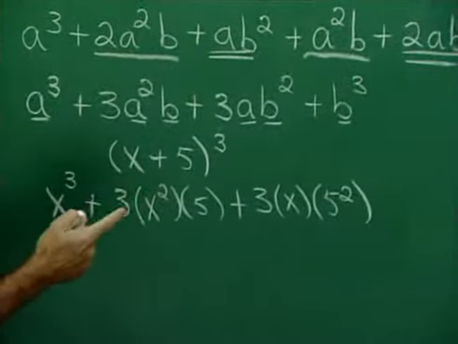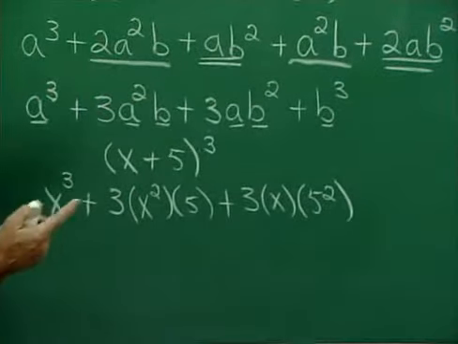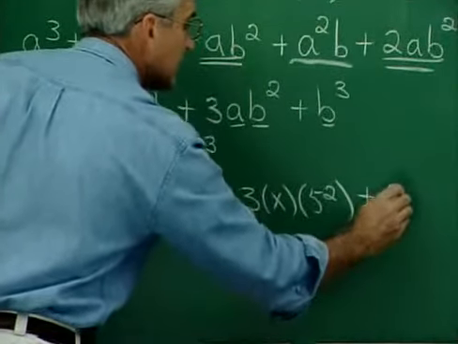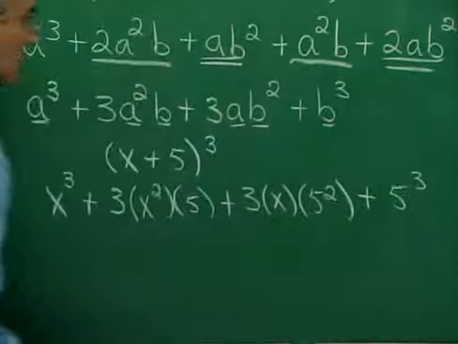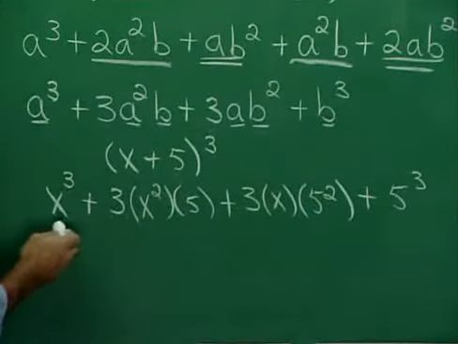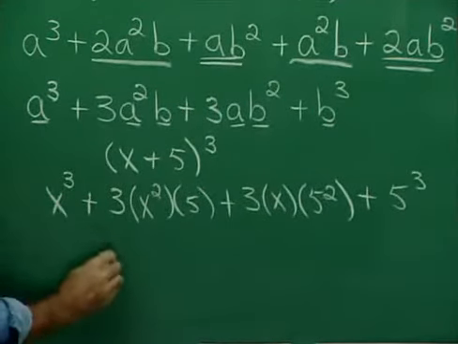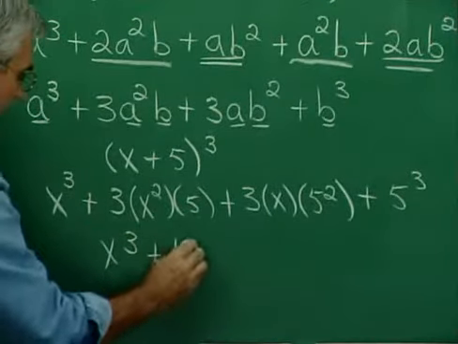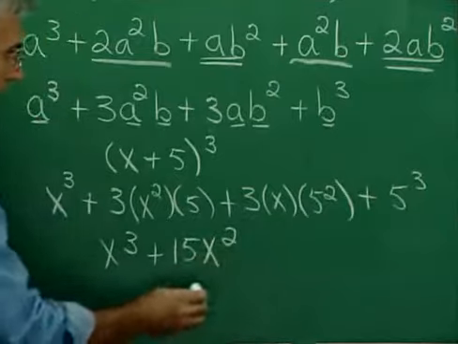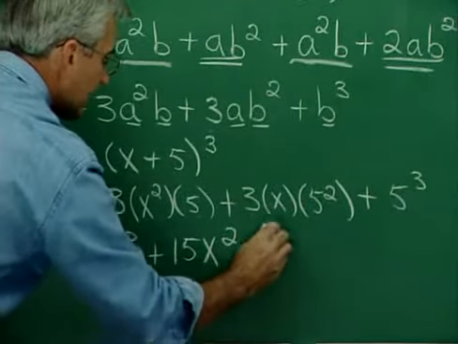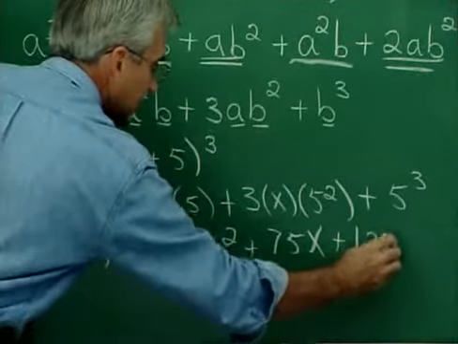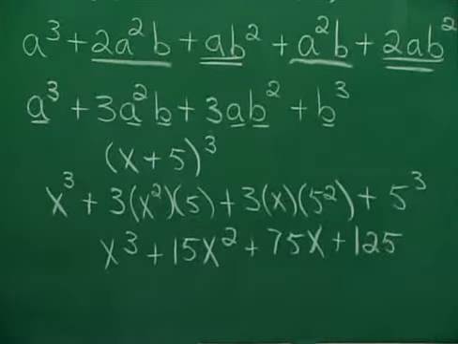That's the replacement idea. Sometimes you can do this mentally very, very quickly once you become accustomed to it. And then the last term is the second entry cubed. So now we'll go through and evaluate just a little bit. We have x cubed. And then we have 5 times 3, that's 15x squared. And then 25 times 3, 75x. And then 125 as the final answer.